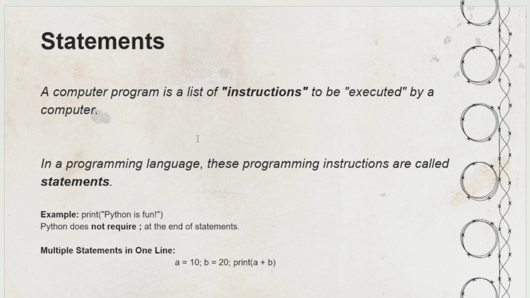Statements. A computer program is a list of instructions to be executed by a computer. In a programming language, these programming instructions are called statements. In Python, a semicolon is not required at the end of a sentence or statement.